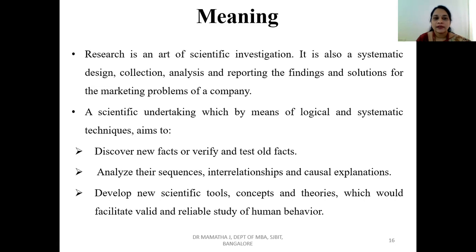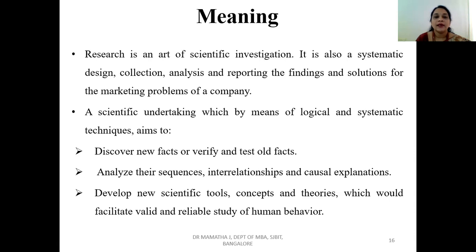How do you do a research? Starting from identifying the problem, you have a systematic way of designing your research, then collecting the data, and once you've collected the data you have to analyze it using some scientific tools and then prepare a detailed report of your findings. Based on these findings you can give some suggestions to the problems which you have identified. That is why I told you research is a systematic process.